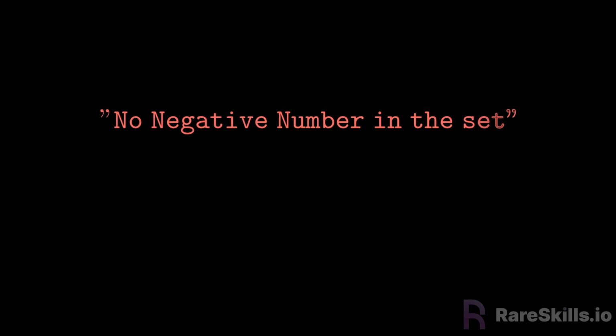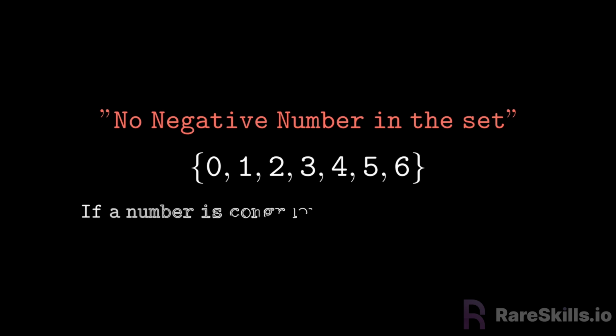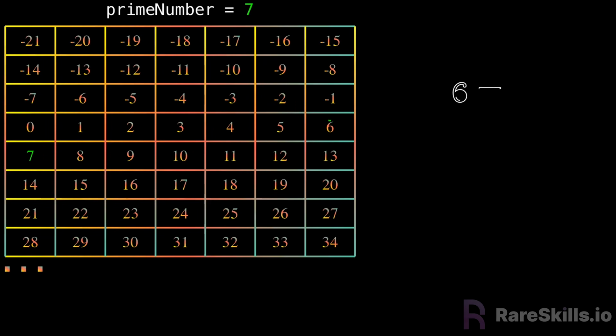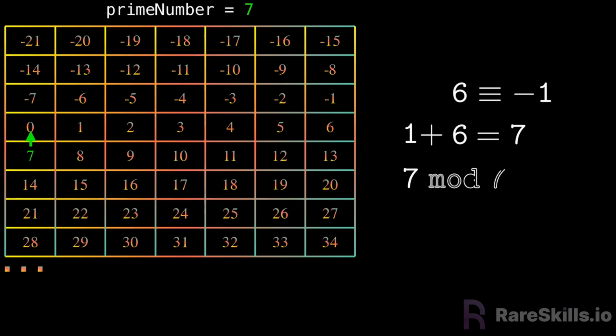A very important property of negative numbers is that a number added to its negative results in 0. Although there aren't any negative numbers in the set 0, 1, 2, 3, 4, 5, 6, if a number is congruent to a negative number, it can behave like that negative number. For example, 6 is congruent to -1. We expect that -1 plus 1 is equal to 0. Therefore, 6 plus 1 should be equal to 0 modulo 7, and that is indeed the case.